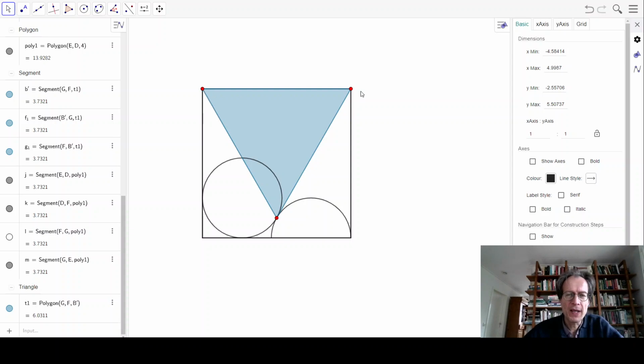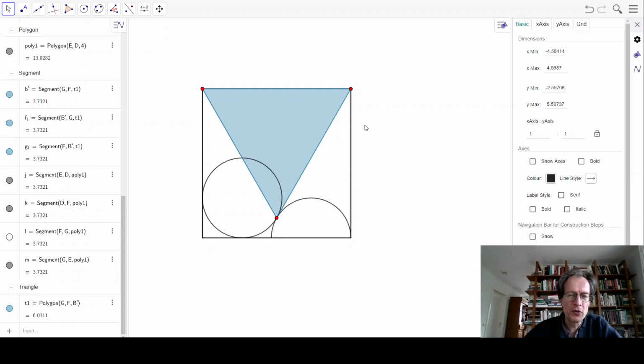The triangle which is formed by the two square vertices and this tangency point is shown in blue. The question is to prove that this blue triangle in essence is equilateral, so it has three equal sides and three equal angles of 60 degrees.